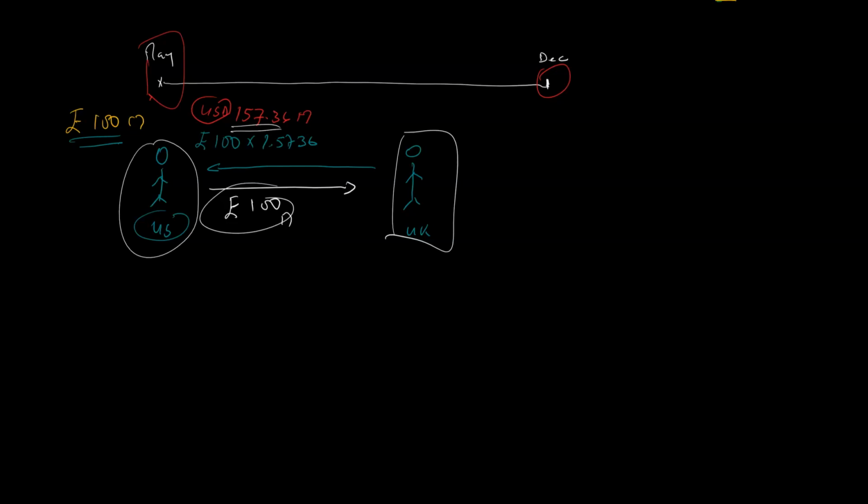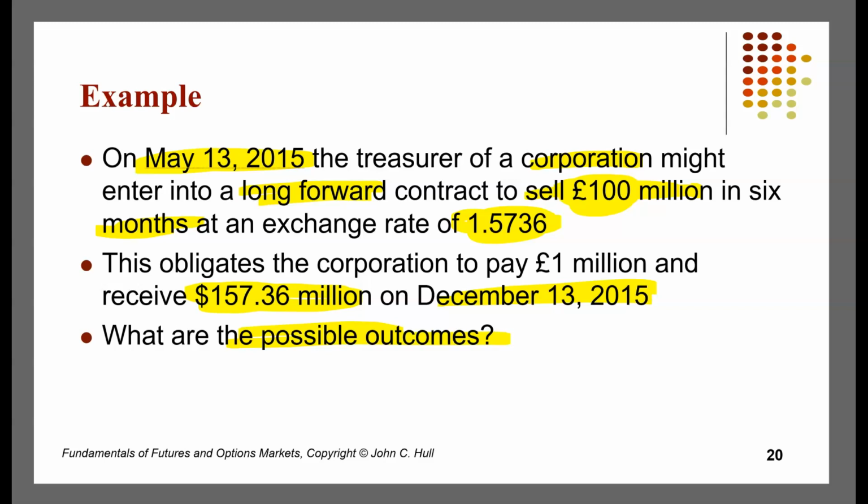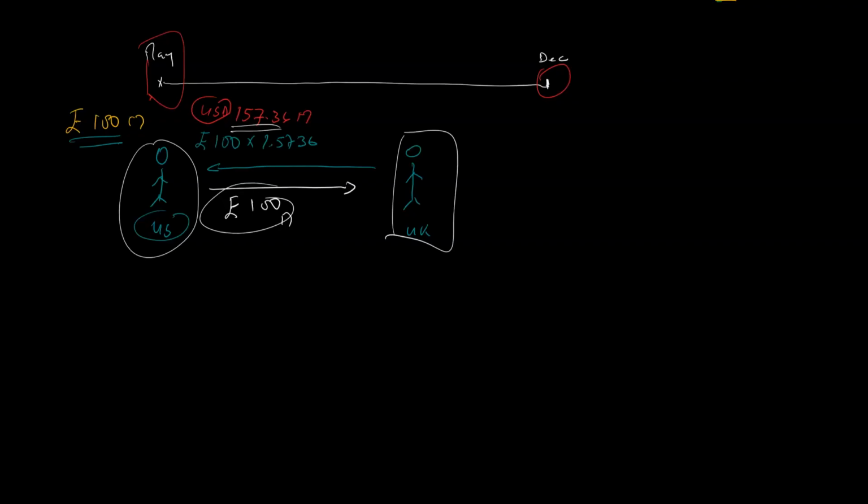Now, what else could happen in December? We locked in this transaction, so we know that's what we're going to get. But the question was really, what are the possible outcomes, right? Well, you can have a variety of possible outcomes. First, we may have a scenario where the exchange rate is far higher. Say the exchange rate is at 1.7. If the exchange rate is at 1.7, the treasurer in the US could have gotten 170 million essentially for the 100 million British pounds that he had.